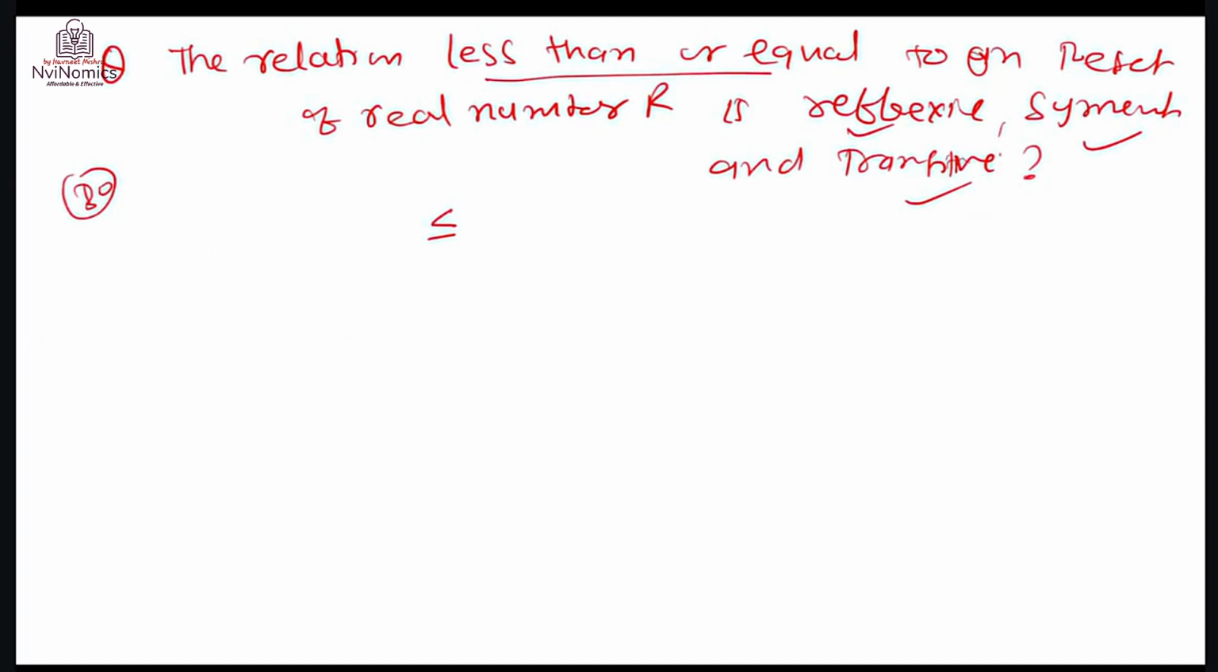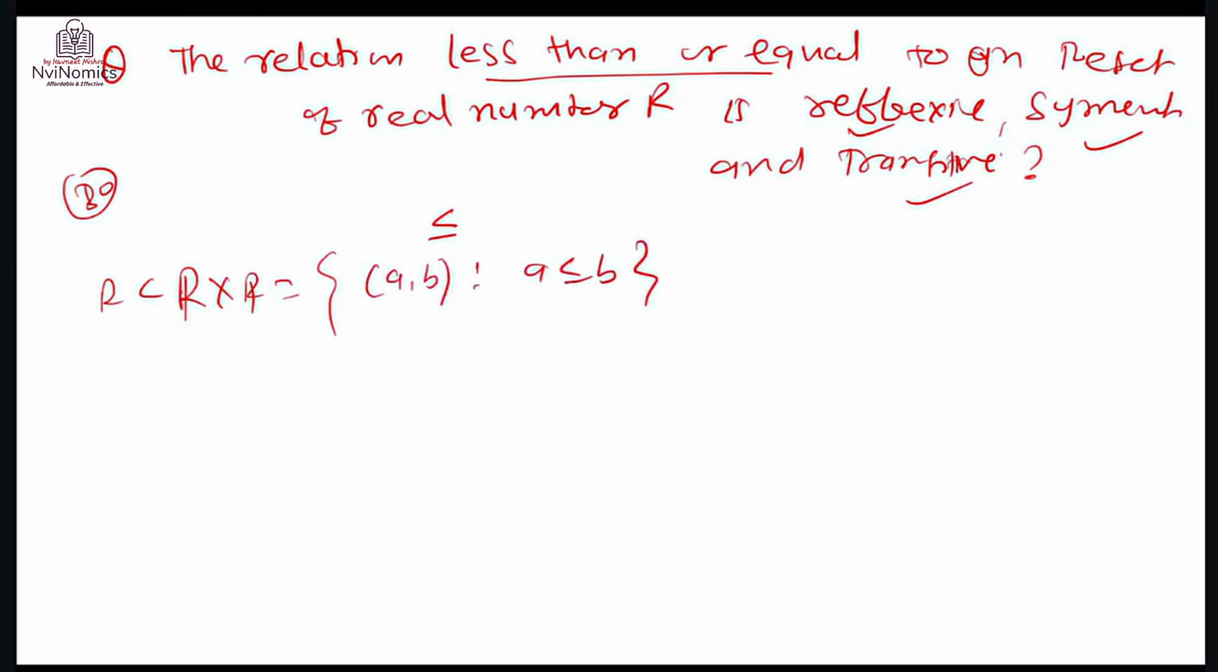Here what we need to do, basically, I'm going to define it on the set of real numbers. So here we have R, so R cross R, right? Let me write it like this. This is the relation, right? R is a subset of R cross R, where we take (a, b) such that a is less than or equal to b. So you have to tell whether this relation is going to be reflexive, symmetric, or transitive.